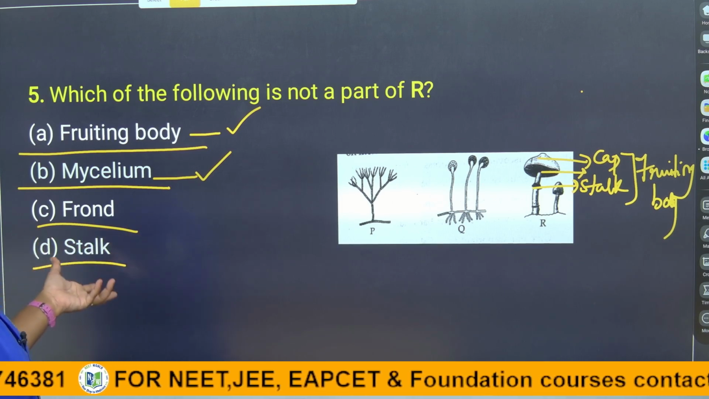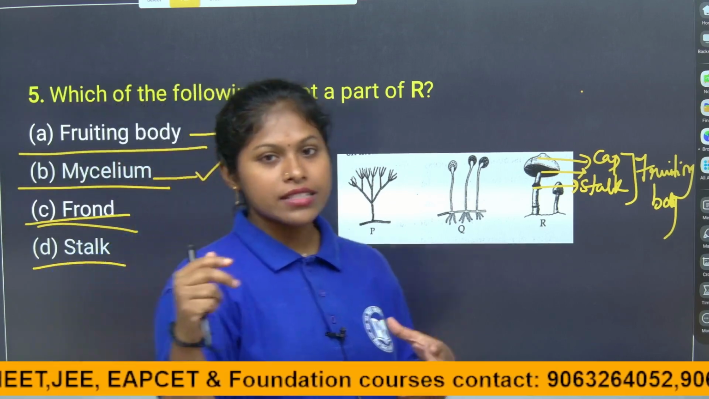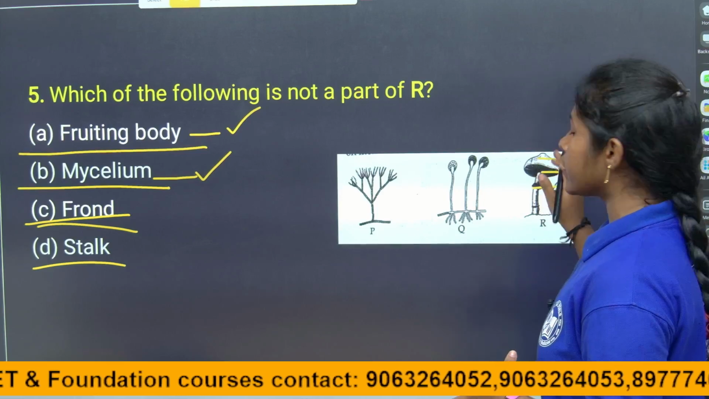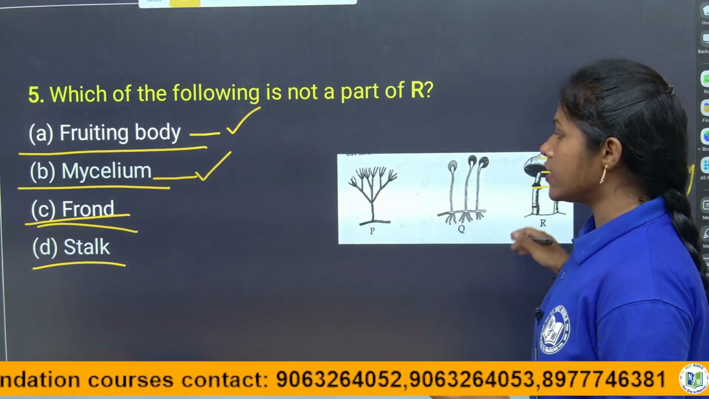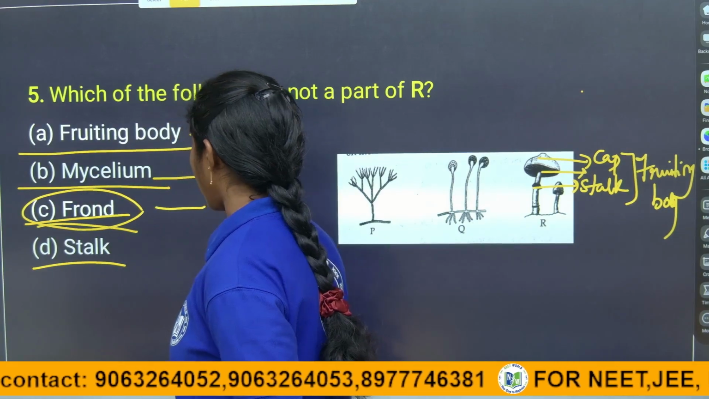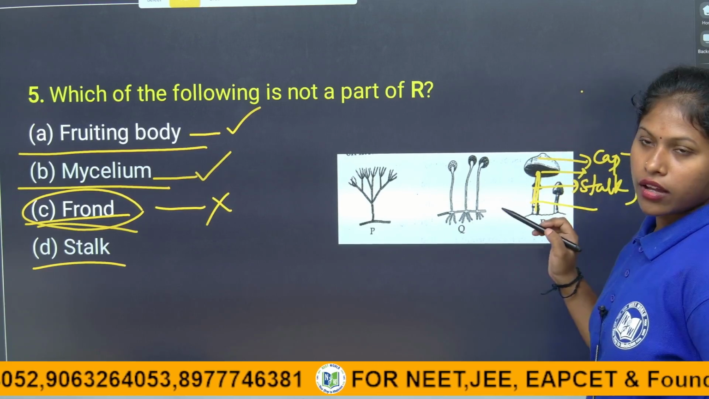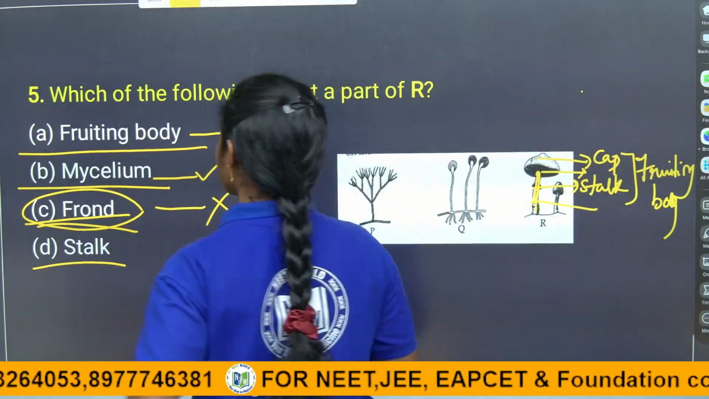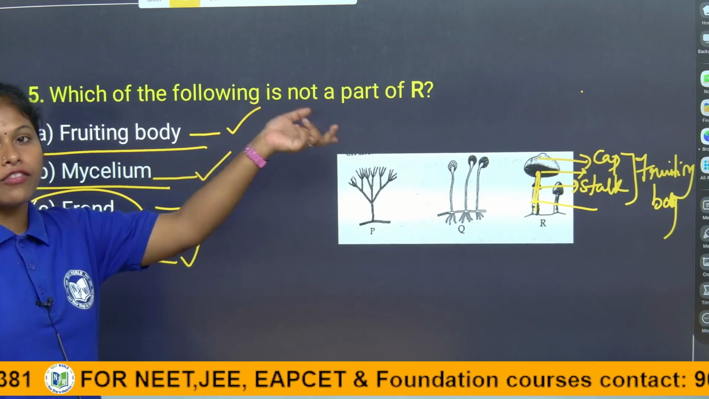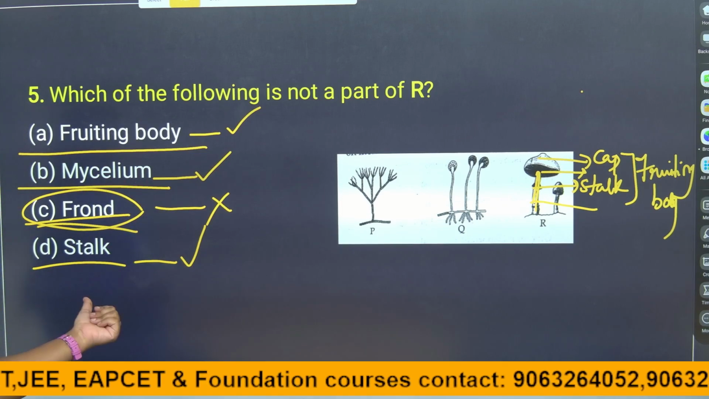Coming to the frond. Actually, frond is a leaf-like structure, children. Can we see a leaf-like structure in fungi? Absolutely no, because we cannot see a leaf-like structure in fungi. That is why C is the answer. Coming to the stalk, of course it has a stem-like structure called the stalk, but they don't have a leaf-like structure as frond. That is why they asked which is not part of R. So the fruiting body is there, and mycelium and stalk are also there.